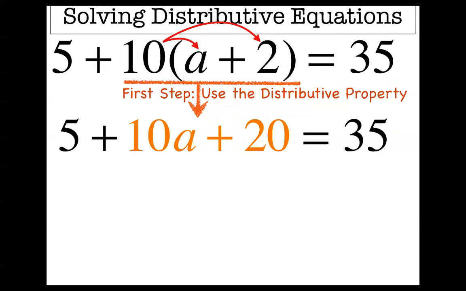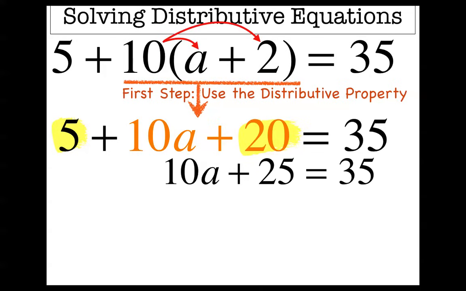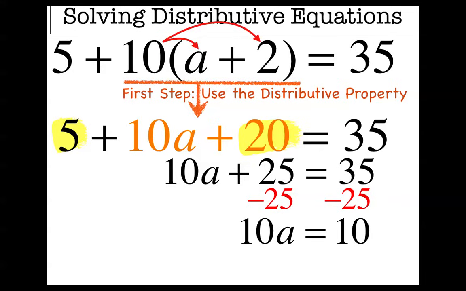Now, what do we have to do next to solve this equation? Well, what you'll notice is that we have a 5 and we have a 20, okay? And those 5 and 20 are like terms, so we can put them together and make 25. So it's really like the 10a plus 25 adds up to 35. And now we're just going to solve it like a normal two-step equation. Take 25 away from both sides. The 25's cancel out, and you just have 10a equals 35 minus 25, which is 10.